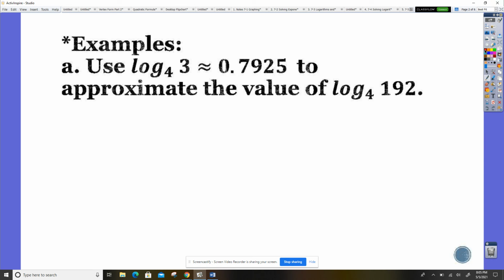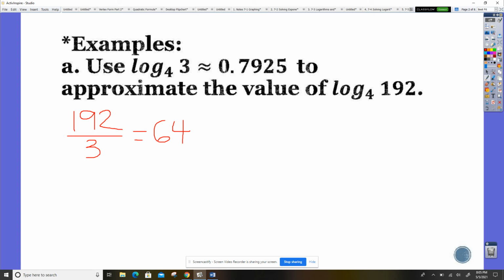Okay, so the first thing that we need to figure out is how many times 3 goes into 192. So all I'm going to do is take 192 and divide it by 3. Okay, so 192 divided by 3 is 64.